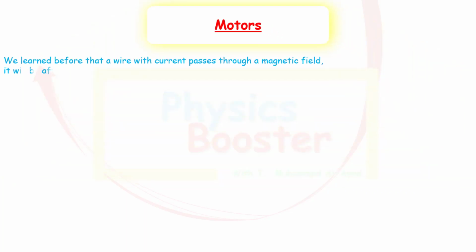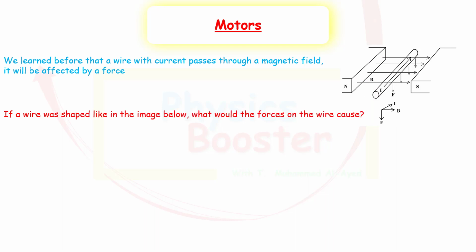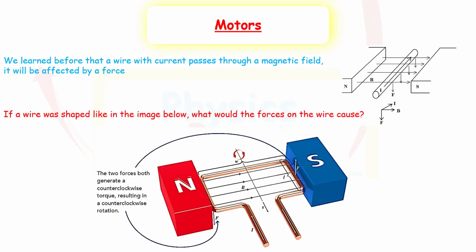First of all, we have learned before that a wire with current passing through a magnetic field will be affected by a force, okay? Now, if a wire was shaped like in the image below, in other words, we are creating a loop with this wire, what would the forces on this wire cause? We know that the current is passing through a wire, and if we use the right-hand rule, we know the direction of the magnetic field is going from the north to the south, and we know the direction of the current, we will find out that the force is going downwards.